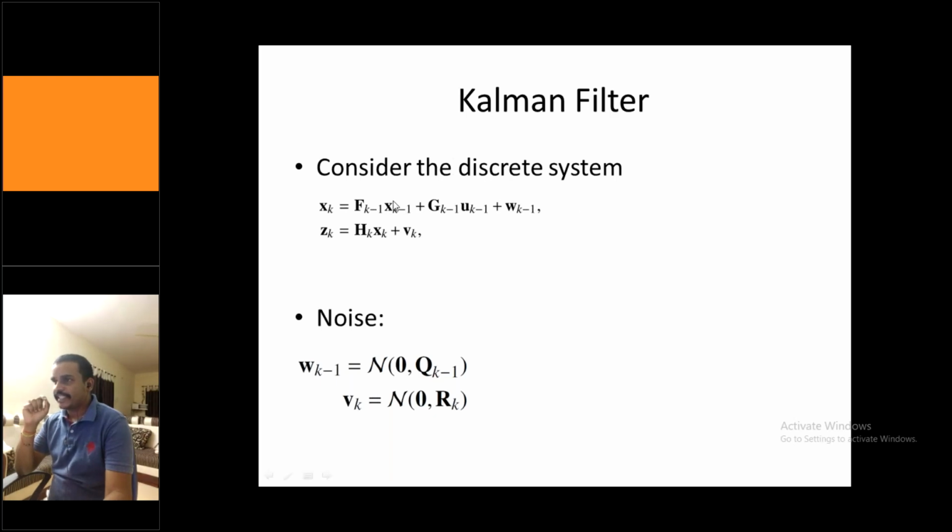Consider the discrete system. This is the discretized version of the linear system, whereas in the linear system you can see x dot equal to ax plus bu and so on. The discretized one I have written as xk equal to fk minus 1. This f represents the discrete system, whereas the equivalent one is A. This G is equivalent to B, and this wk minus 1 is something you might not be aware of. This wk minus 1 is the noise, or you might have heard of it as the disturbance.